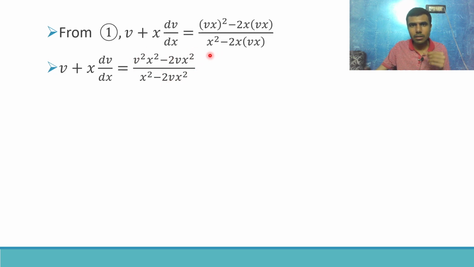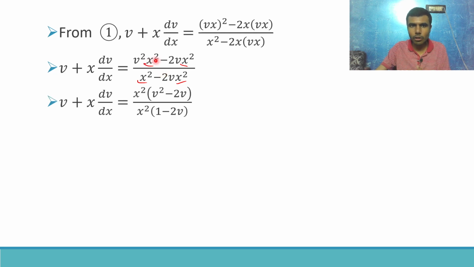Now in the numerator, if you observe, we can take something common. What can I take common in the numerator? Here there is x square, here there is x square. So in the numerator, I can take x square common. Likewise, in the denominator, I can take x square common. In the numerator, if I take x square common, I'm left with v square minus 2v. In the denominator, I'm left with 1 minus 2v. Hope this makes sense. Now x square is gone. This is what I'd get.